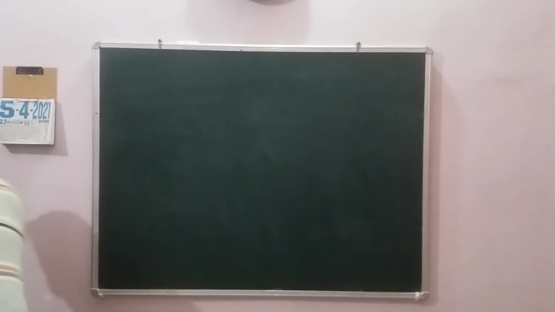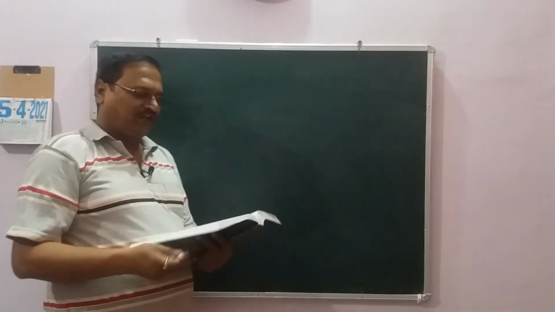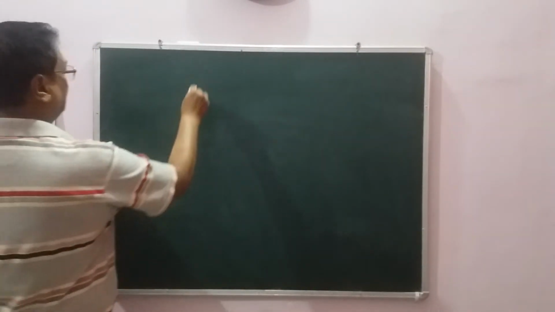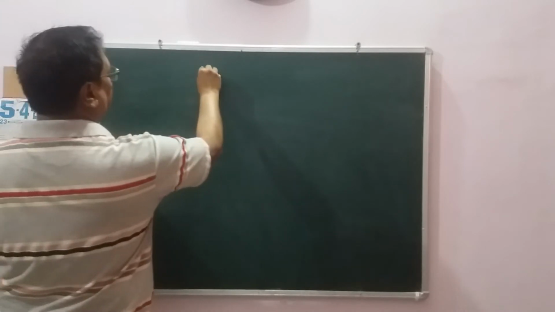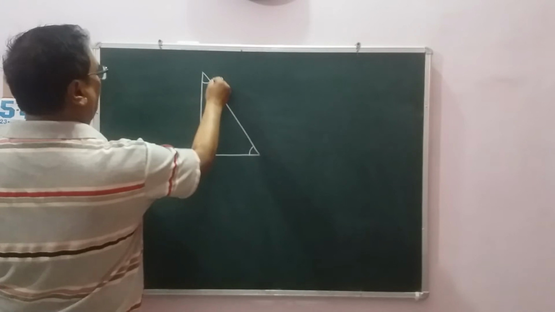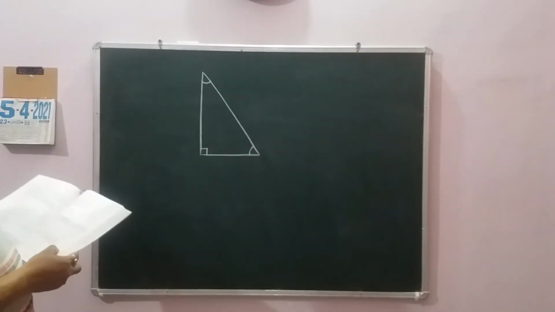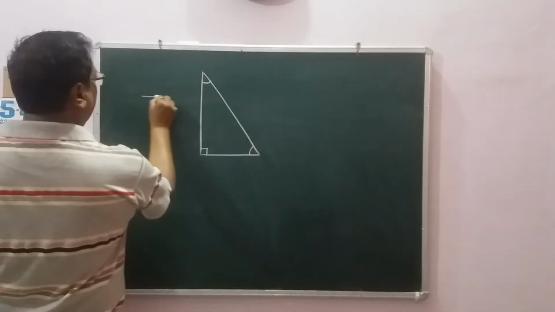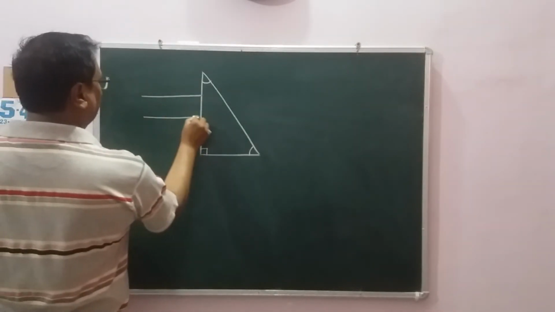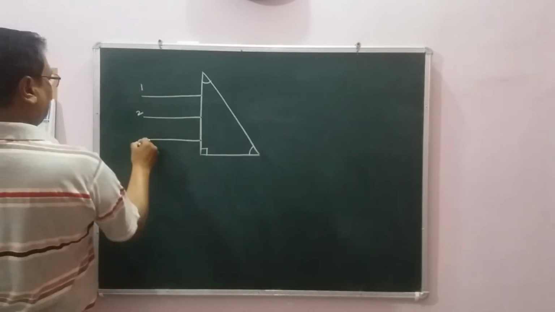Let me read the problem. First, let me draw the diagram, then you will understand better. This is a 45-degree prism, 45 degrees, 45 degrees, 90 degrees, a right angled prism. A ray is coming and striking, another ray is coming and striking, a third ray is coming. This is 1, this is 2, and this is 3.